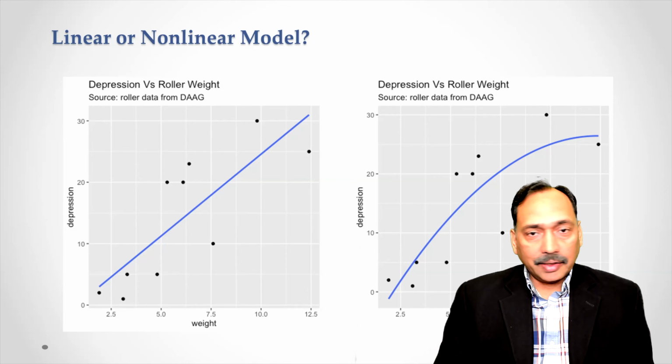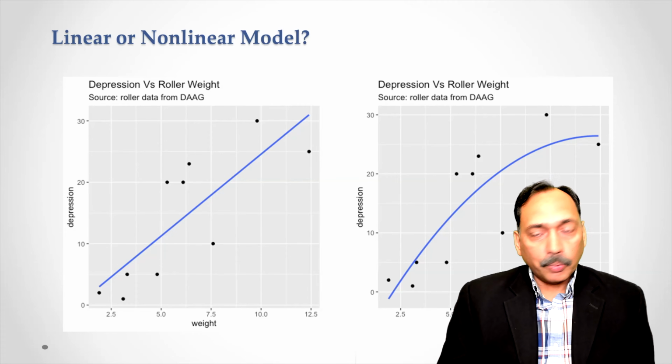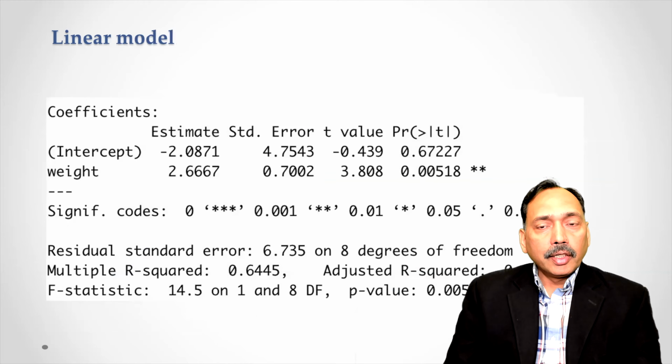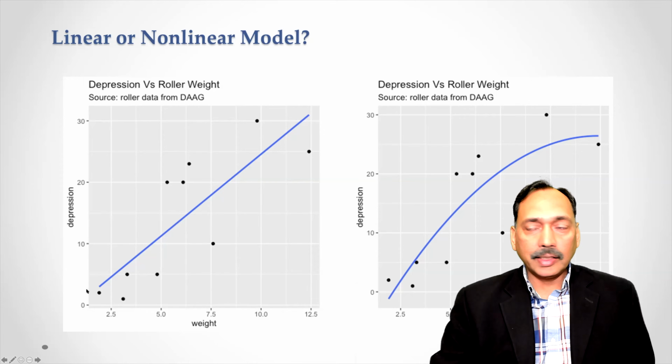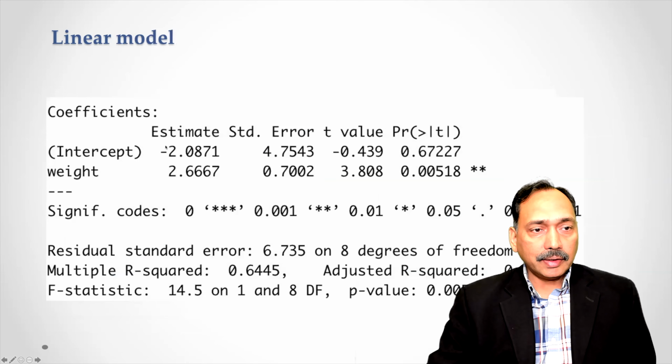But let's look at some more output. The intercept term comes from this line intercepting y-axis. So this line, if you extend to y-axis, it is going to cut y-axis somewhere here, and that's what is y-intercept, and it's about negative 2.087.